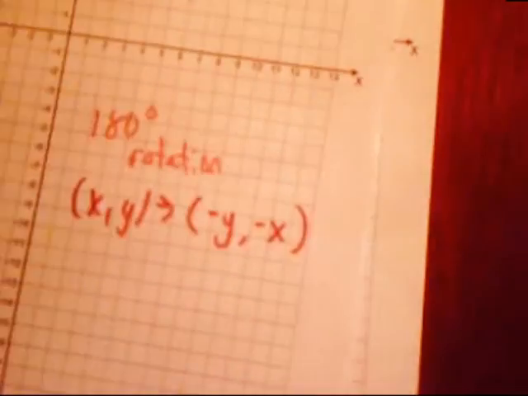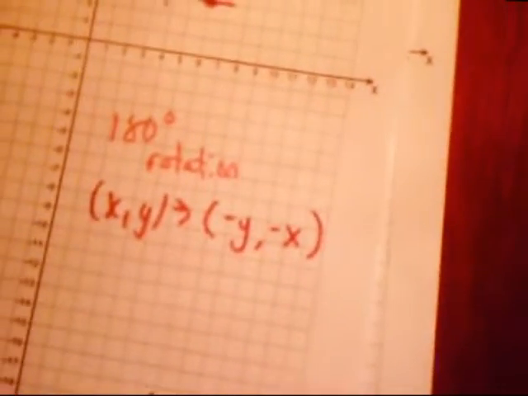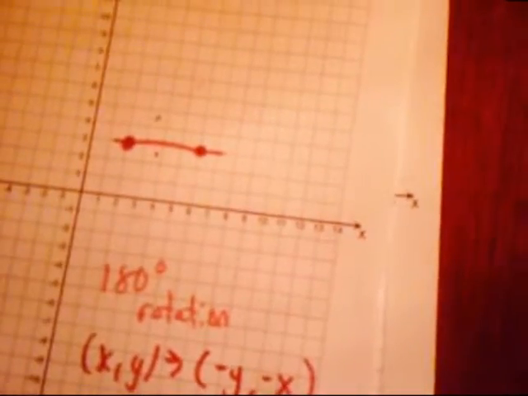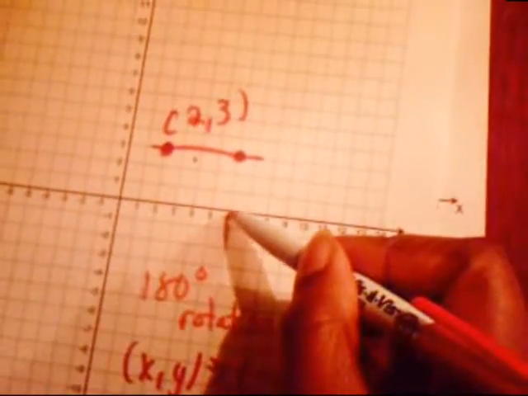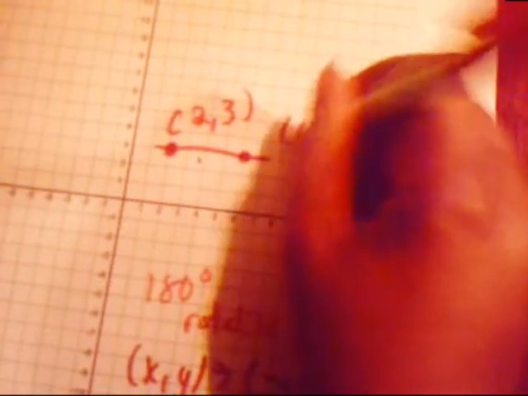So, guys, what we need to make sure that we remember is that a 180-degree rotation is the rule (x, y) goes to (-y, -x). Let me show you guys how to apply the motion rule. Okay, so I've got this little line right here, and I want to rotate it 180 degrees. So what we need to do is find all the points for this line. This point right here is at (2, 3), and this point is at (6, 3).